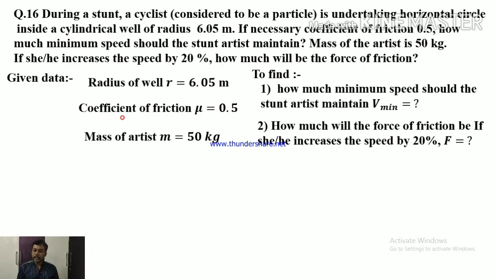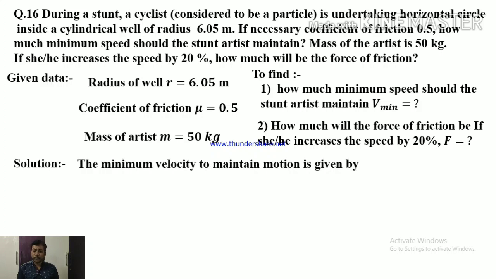Now let's see the answer here. We know this is the condition for well of death, and in case of well of death, to drive a vehicle or to perform a stunt, the minimum velocity in well of death is V minimum is equal to under root rg upon mu.